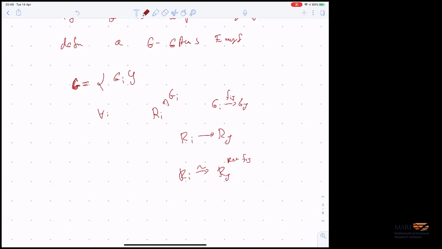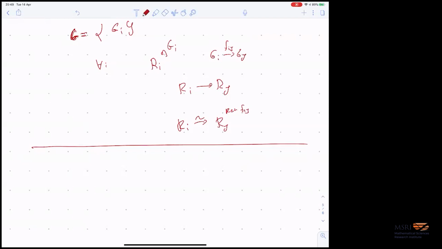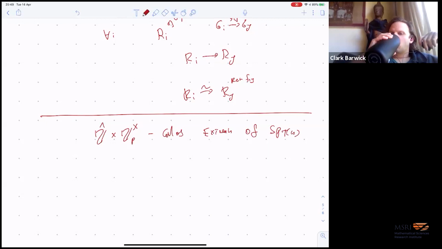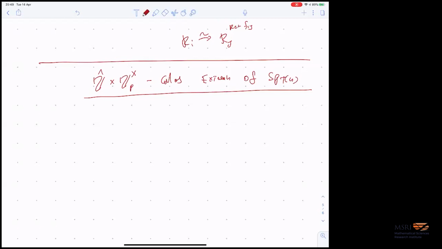So now I can say that what we're going to construct is a Z-hat times Z_p-star Galois extension of S_{T(n)} local. This is an abelian group, so we found some abelian extension of the T(n) local sphere. How am I going to construct this? Well, let's go back to classical algebra.